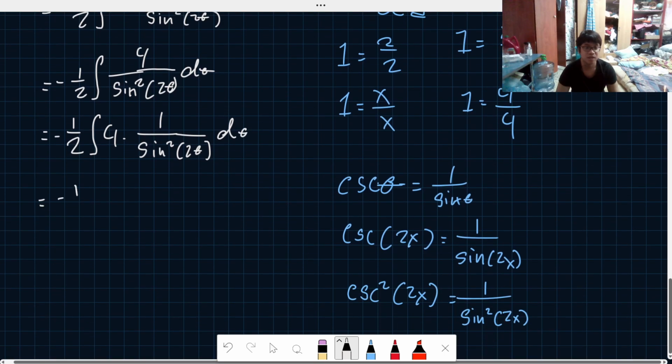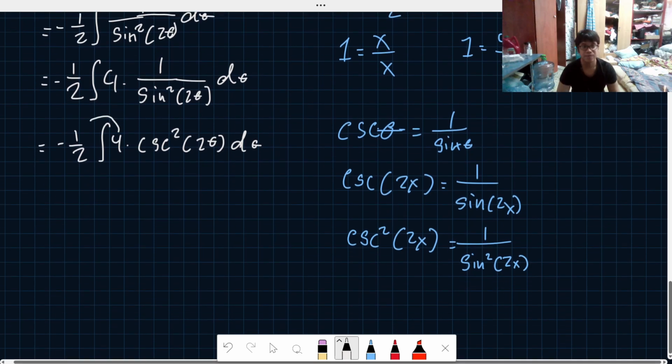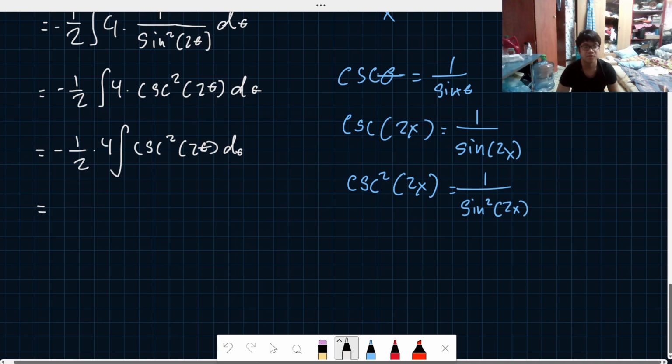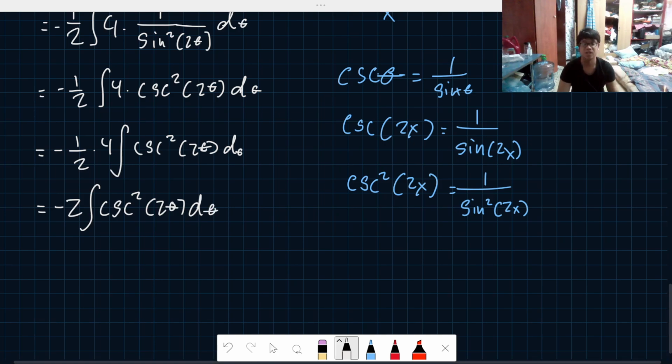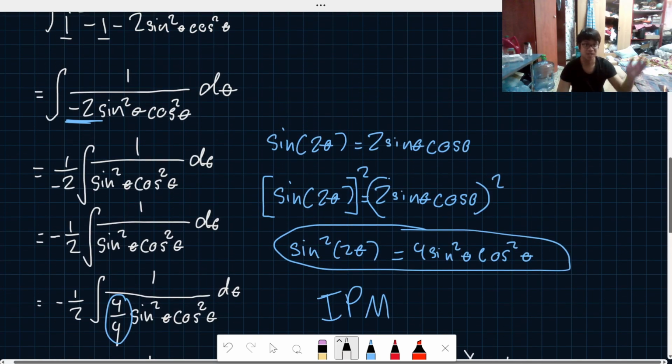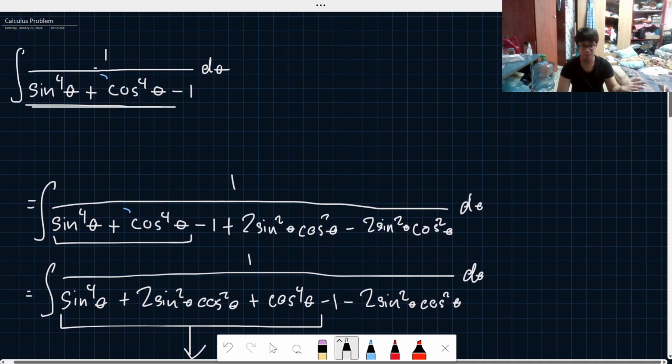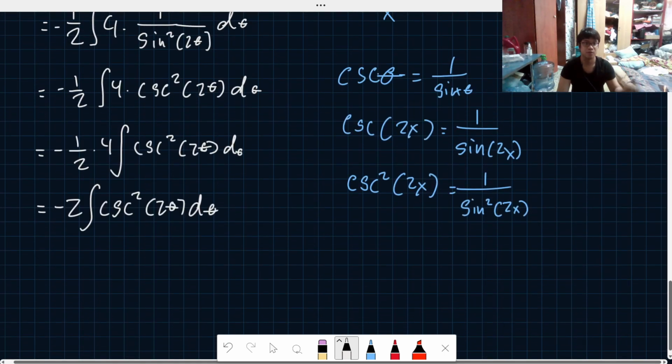So in this case, we will have 4 times cosecant squared of 2 theta. Then I can bring out my 4 outside, like I factor out 4. So I will have negative 1/2 times 4 times the integral of cosecant squared of 2 theta. Here, negative 1/2 times 4 is negative 2. So here I will have this one. Now, we already simplified the problem, from this very long problem into its simplified form, which is this one.